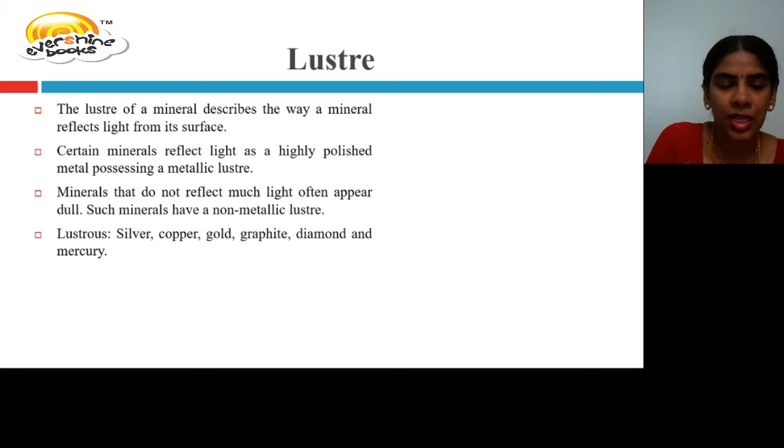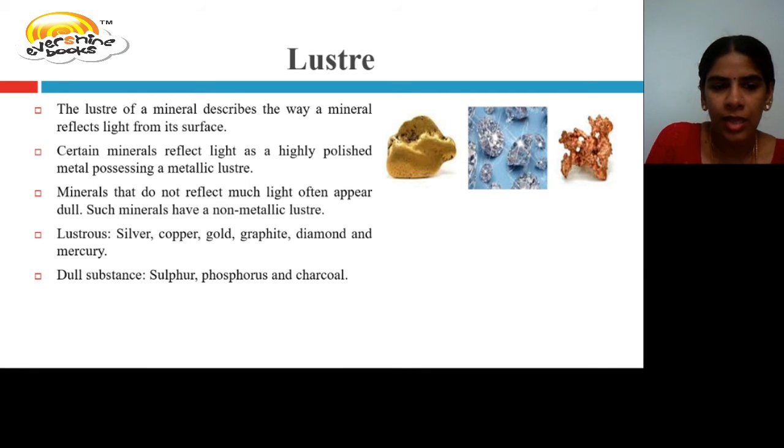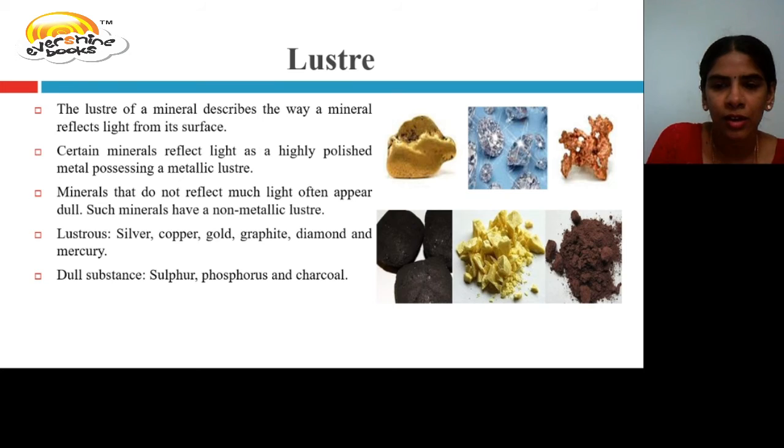Lustrous minerals include silver, copper, gold, diamond, graphite and mercury. You can see the picture showing the lustrous property, shining property. Dull substances, you can see sulfur, phosphorus and charcoal. These are dull minerals.